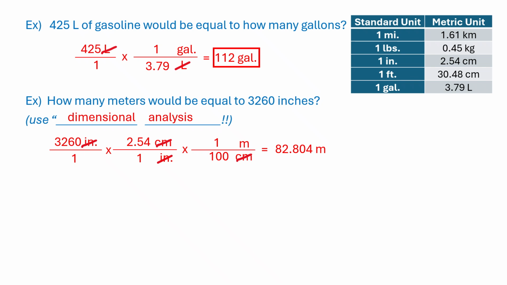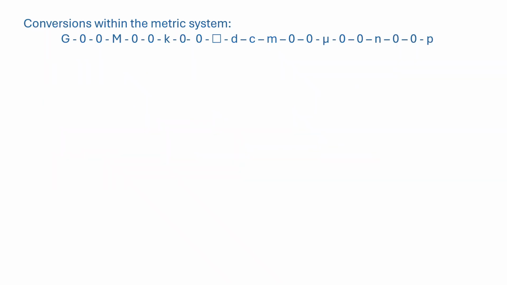I think we want to probably take this down to just 3 sig figs. Once again, we're just looking at the 3260 for sig figs because everything else in this problem is a constant relationship. So I'm going to round it to 3 sig figs, 82.8 meters. Okay, so that's going between standard units and metric units. Let's talk about just converting within the metric system.